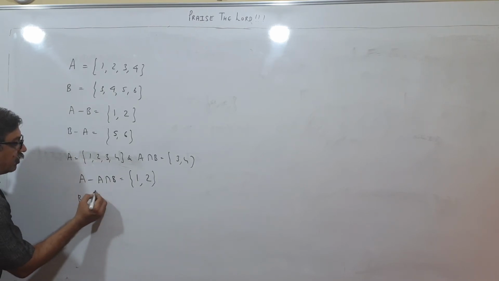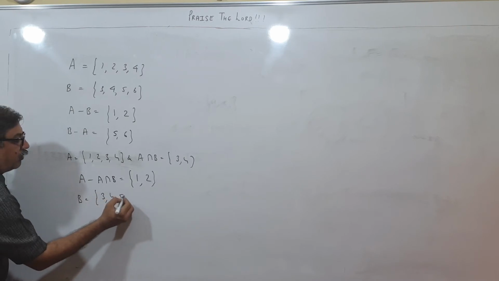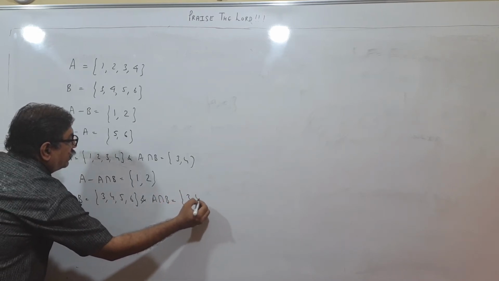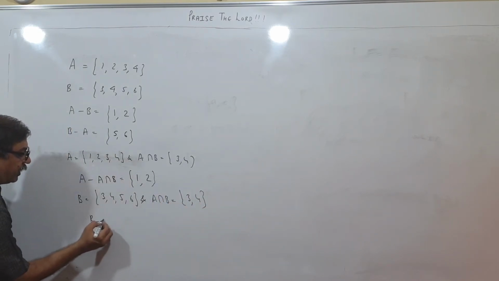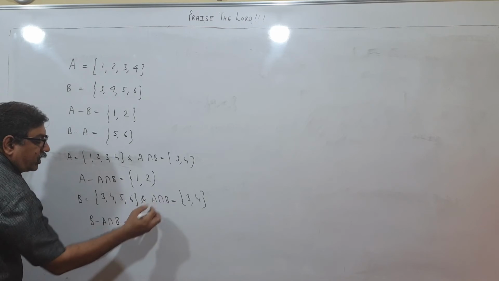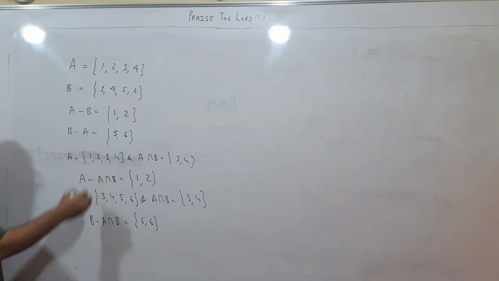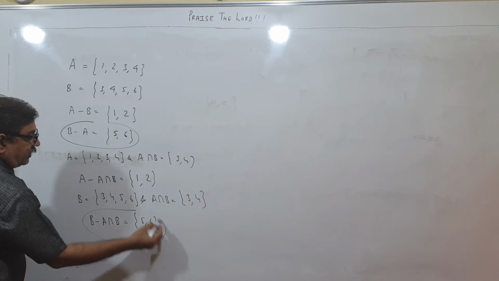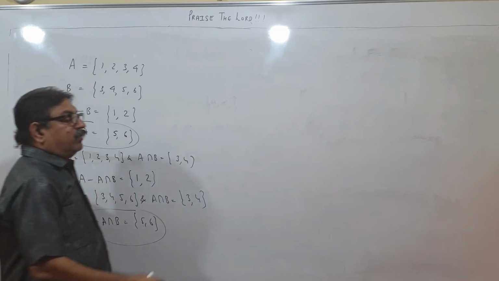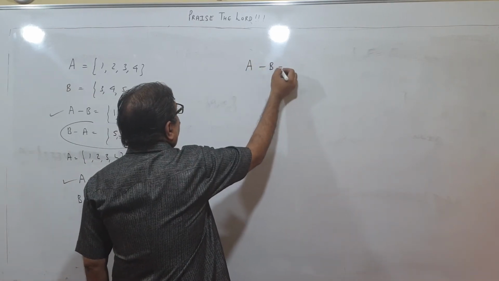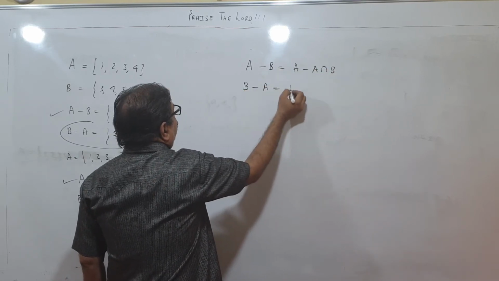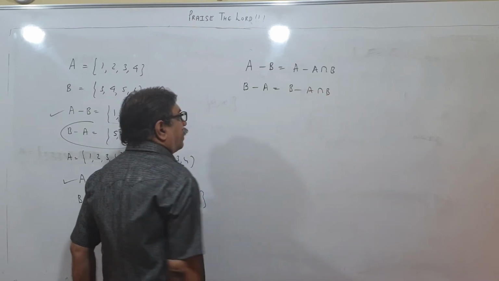What is B? B is {3, 4, 5, 6}. And what is A intersection B? {3, 4}. What will be B minus A intersection B? B minus this. So 3 I cannot write, 4 I cannot write, 5 and 6. Look at B minus A and B minus A intersection B. They are the same sets. And look at A minus A intersection B and A minus B. They are the same sets. So we conclude that A minus B is as good as A minus A intersection B, and B minus A is as good as B minus A intersection B.